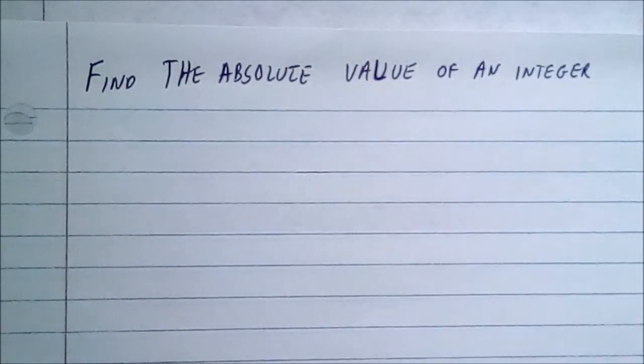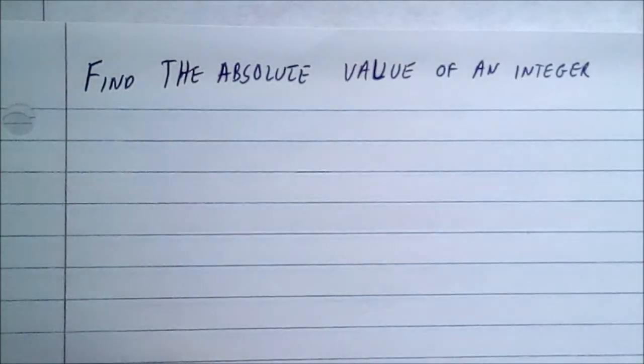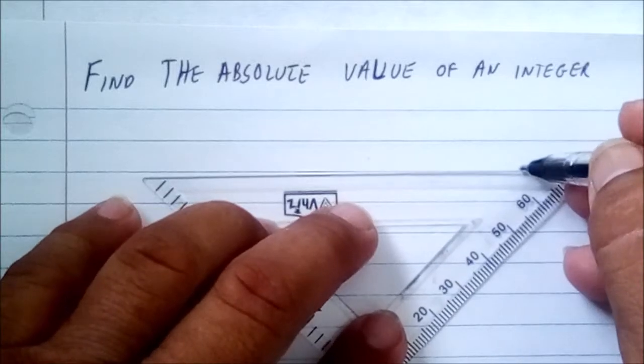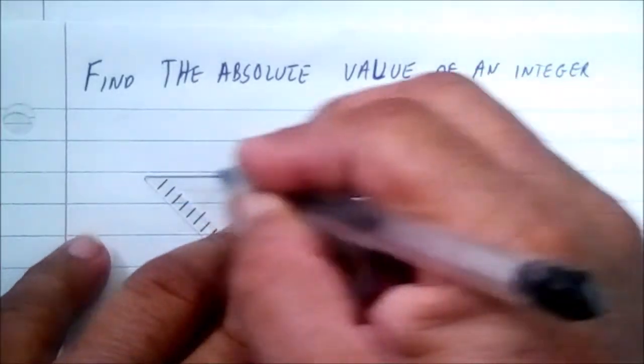Find the absolute value of an integer. Using the number line, which I'm going to draw here, we're going to find the absolute value of an integer. We're going to explain what that means.